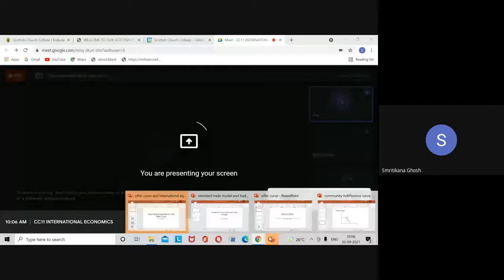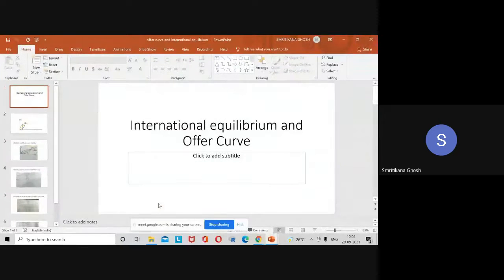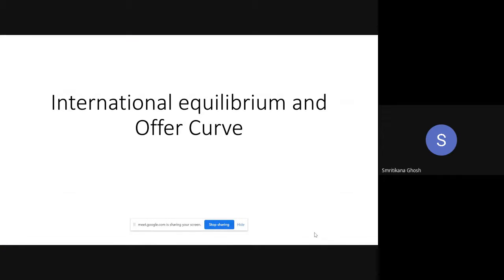So we are discussing the offer curve, right? Offer curve we have just introduced. If you have any problem with the concept of offer curve, you can ask now. Do you have any problem with offer curve? Offer curve was a combination of export and import of a country given the balance of trade in the economy. That means the value of export is equal to the value of import along the offer curve.